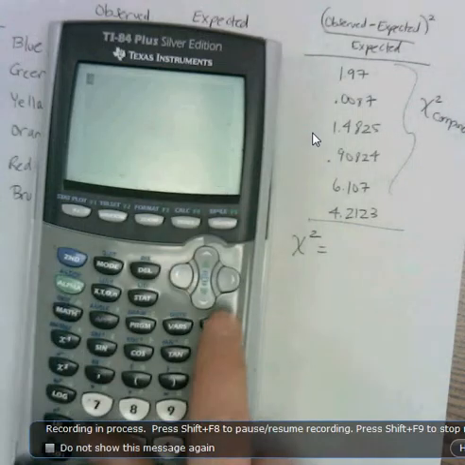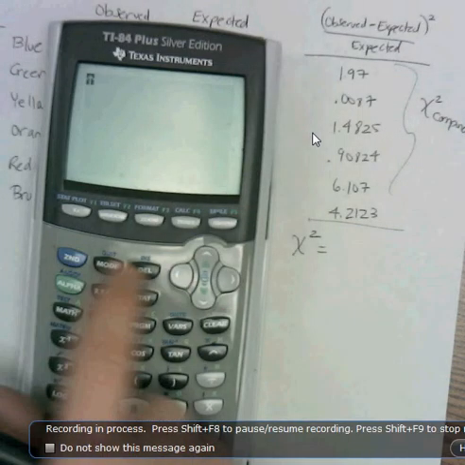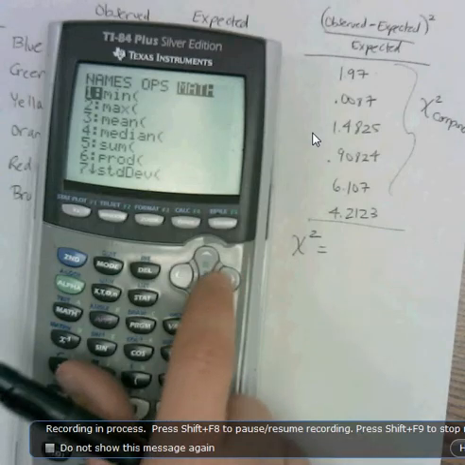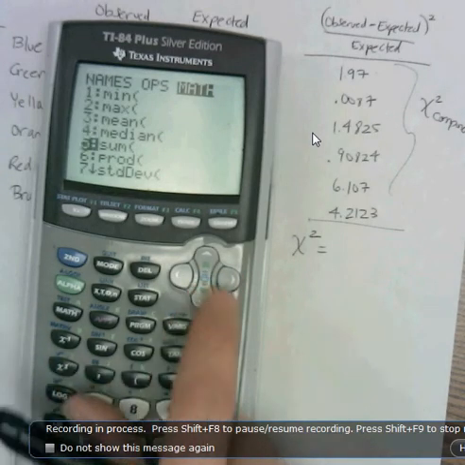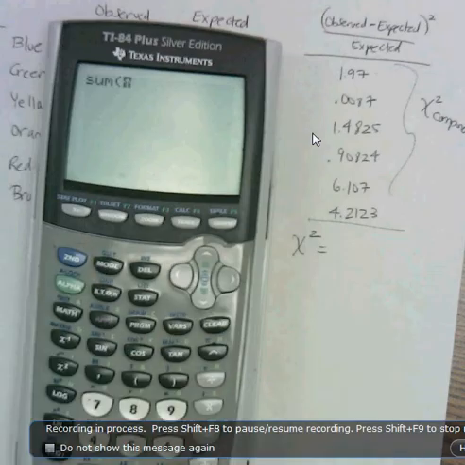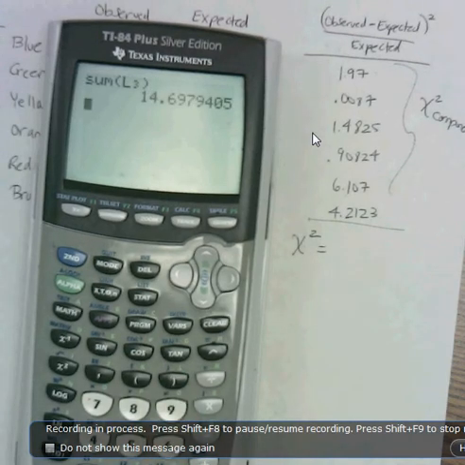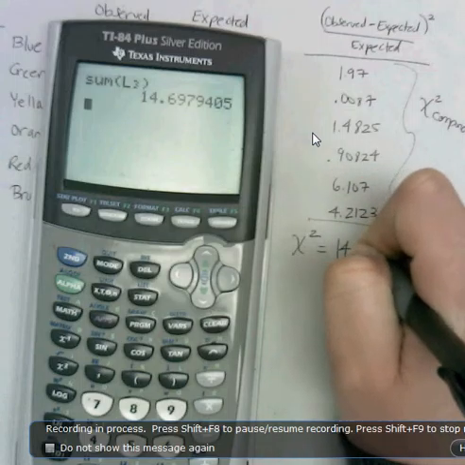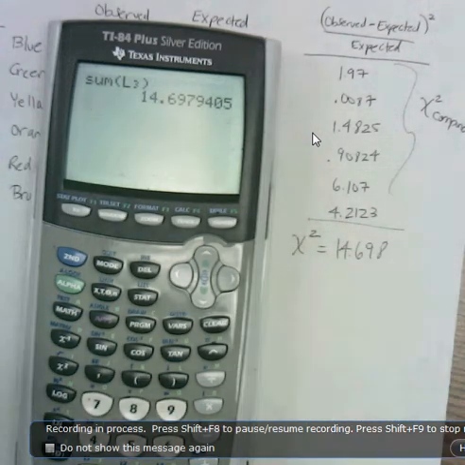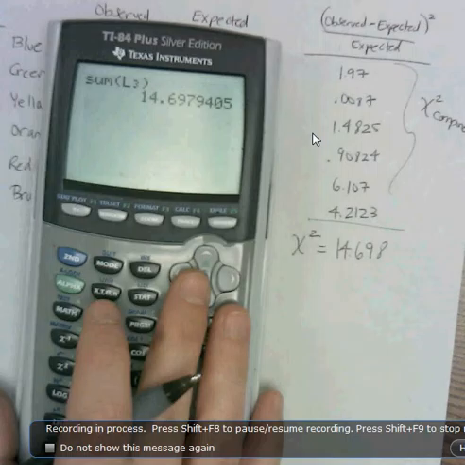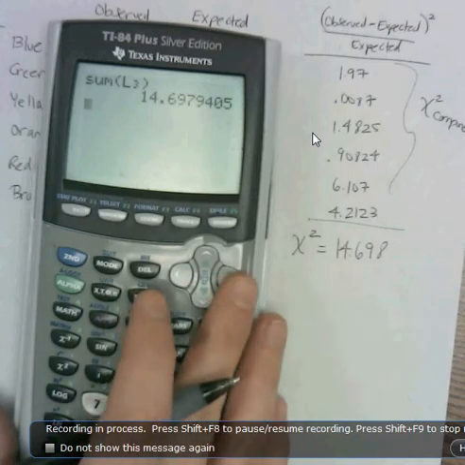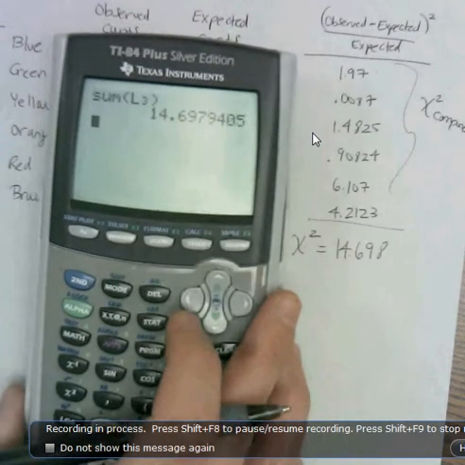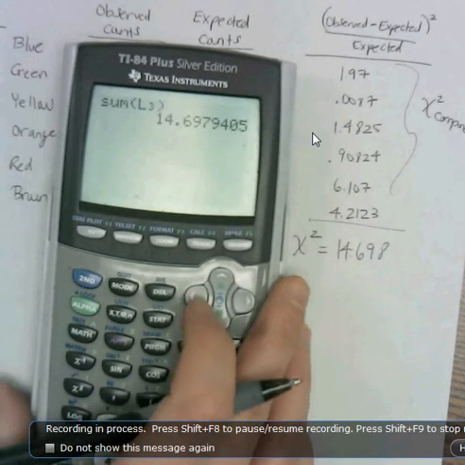So go to the home screen, and we're going to go to second list. Arrow yourself over to math, and we are summing L3. And we're at 14.69, or 698, whatever you want. And so that is the chi-square value. So now I'll show you at the end how this is going to work with finding our p-value.